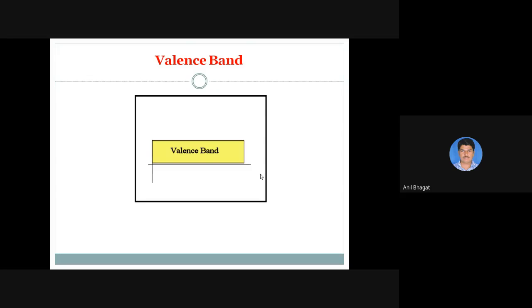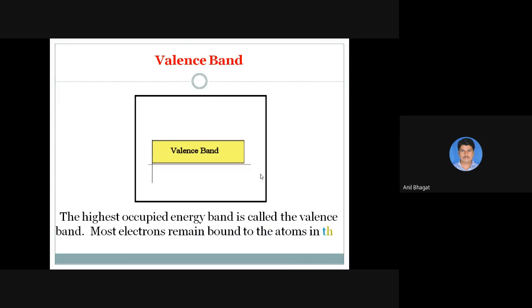Now we know the valence band. The very important line, always important from the exam point of view: the highest occupied energy band is nothing but the valence band. The maximum energy is present in this band, and most electrons remain bound to the atom in this band, right? So there is no other charged particle present in the valence band.